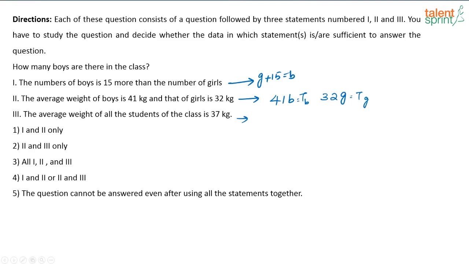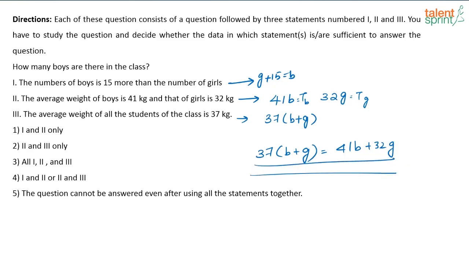Look at the third statement. The average weight of all the students in the class is 37 kg. What is the total weight of all the students in the class? It's nothing but 37 into (B plus G). Correct? Totally there are B plus G children in the class and the average weight is 37. So what is the total weight of all the children in the class? It is nothing but 37 into (B plus G). Now, this is nothing but the total weight. I can also say it is nothing but 41B plus 32G. Correct? Total weight of boys plus total weight of girls. That's the total weight of the class.